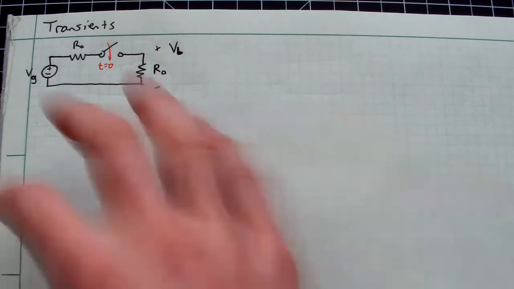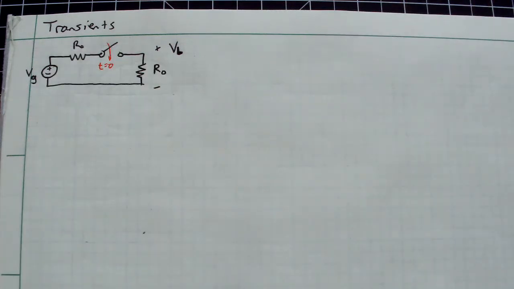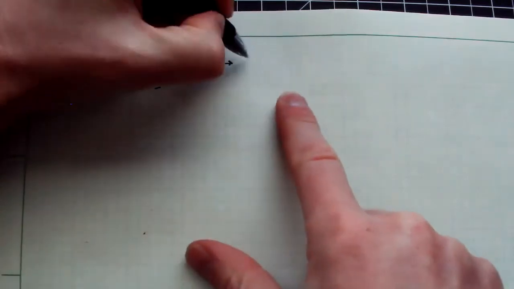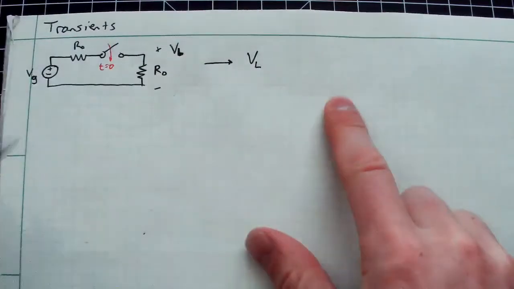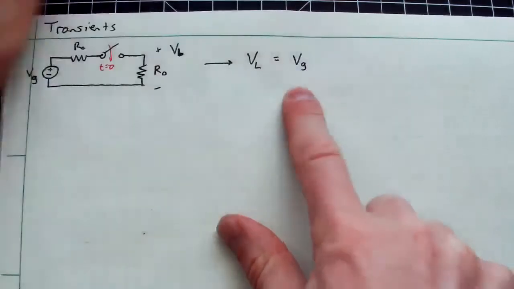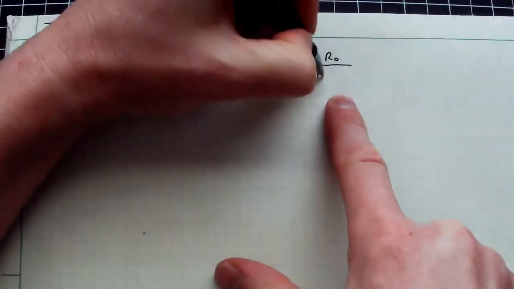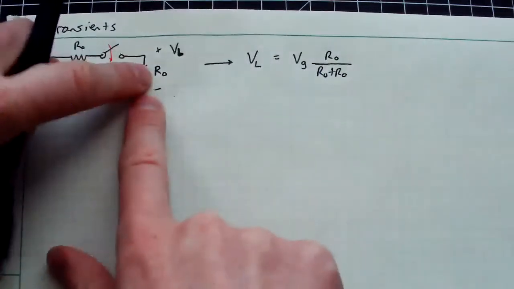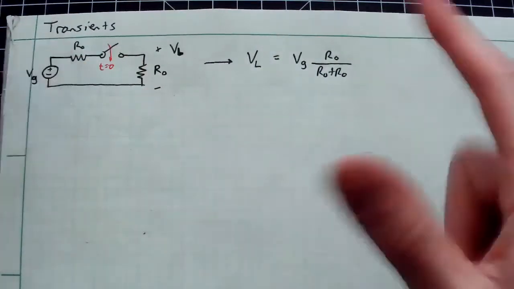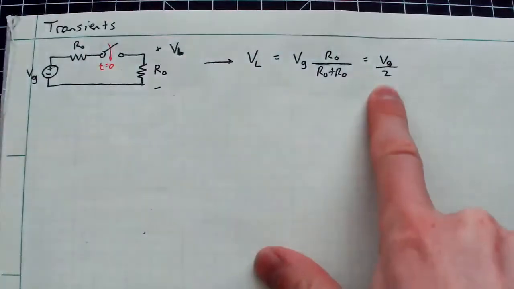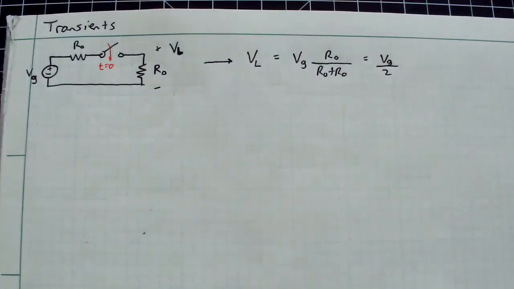Well, in the world of circuit theory, if I just have a bunch of passive resistors, then everything happens instantaneously, right? There's no delay between the moment that switch closes and when all the voltages and currents settle. So using the basic voltage divider equation, the load voltage will be VG, the generator voltage, times R0 divided by R0 plus R0. So it's this resistor divided by the sum of the two, but everything's been matched, so this simplifies to simply VG over 2, which is what you would expect from a simple matched voltage divider.